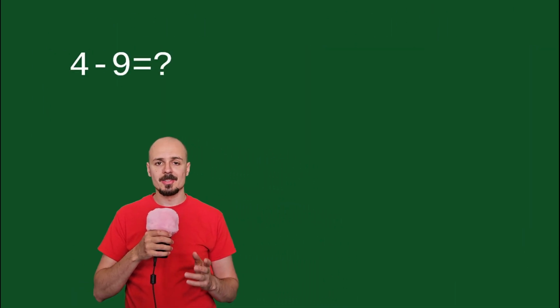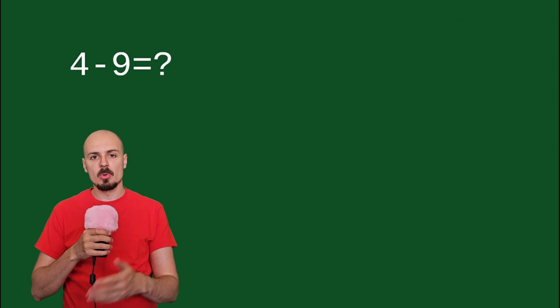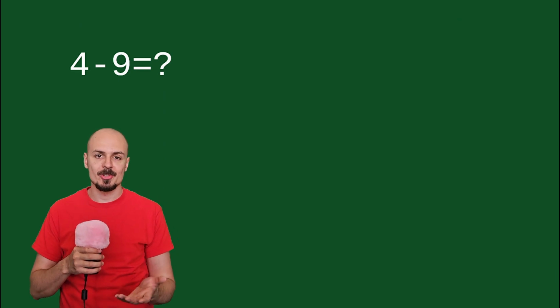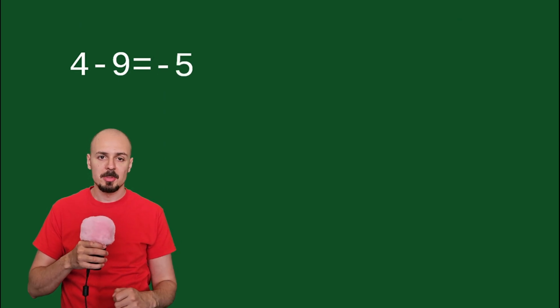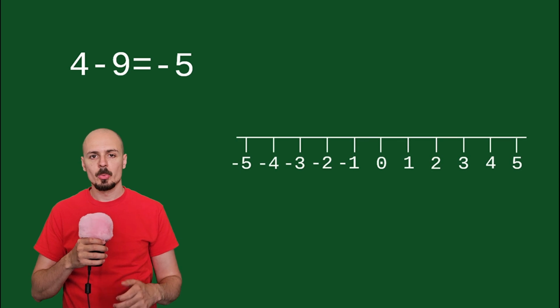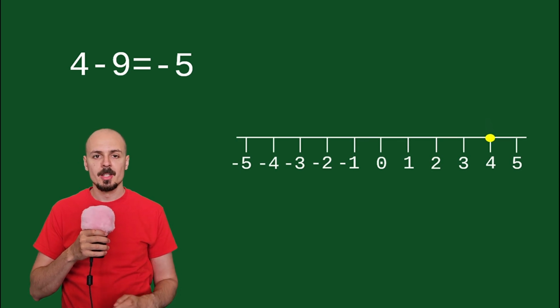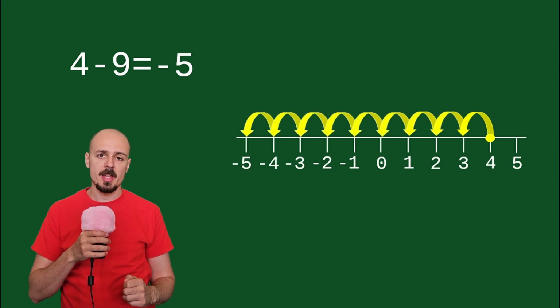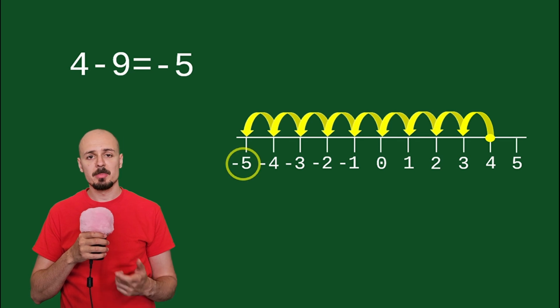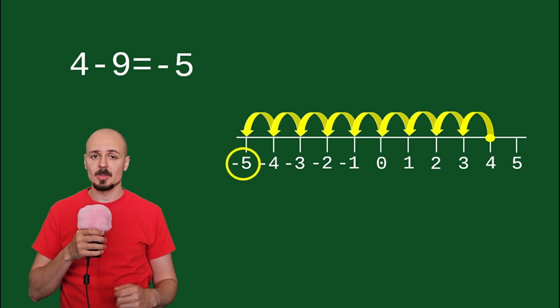Now, let's look at another example. Say we have 4 minus 9. Well, I know 9 minus 4 is 5, so we would expect the answer here to be negative 5. But let's look at our number line. We can start here at positive 4, then move 9 spaces to the left. And you can see we end up at our answer of negative 5, just like we predicted.